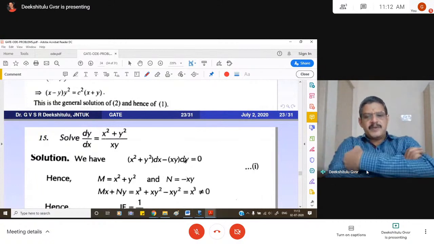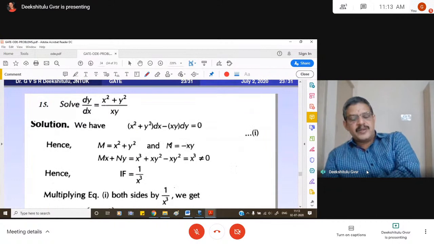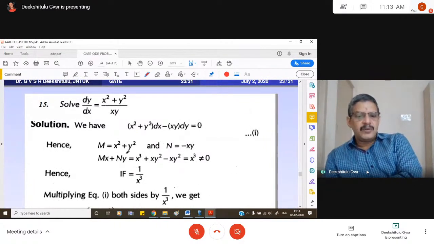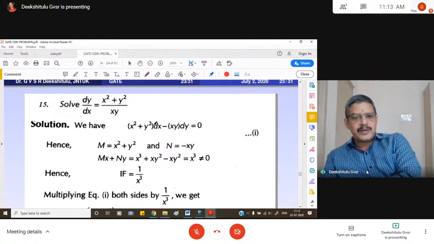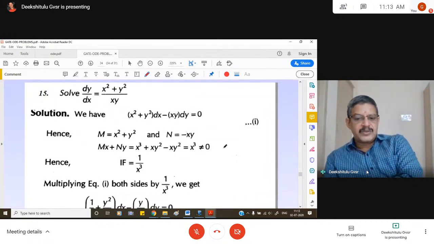We have x square plus y square dx minus xy dy is equal to 0. M is so and so, N is minus xy. So dou M by dou y is 2y, dou N by dou x is minus y. They are not equal, and the degree is 2 here, degree is 1 plus 1, 2 here. So it is a homogeneous equation. So Mx plus Ny is not equal to 0, and the integrating factor is 1 by x cube.